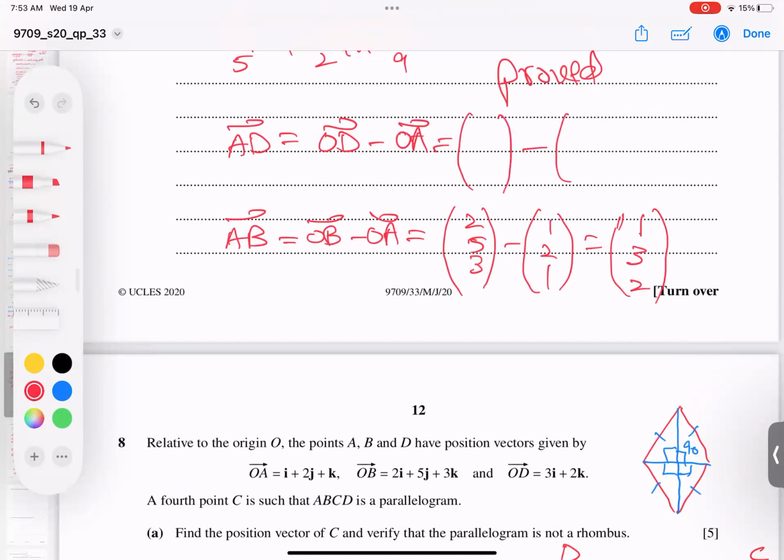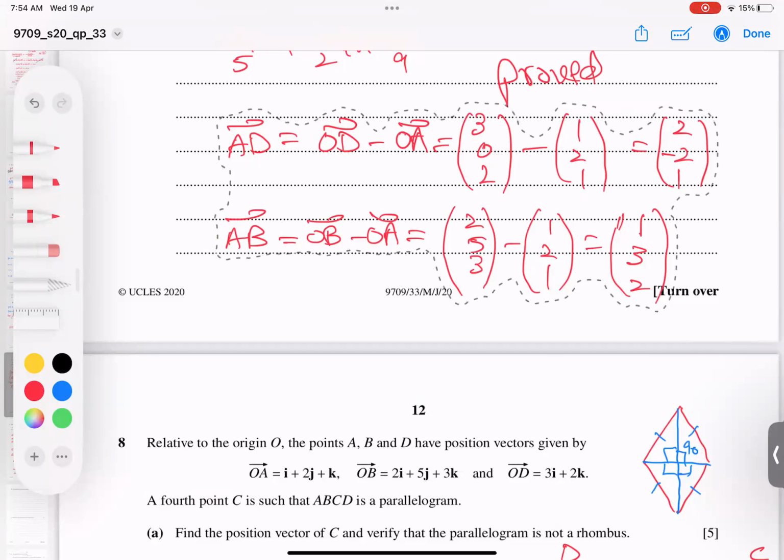OD minus OA. OD is 3, 0, 2. And OA is 1, 2, 1. And I get a 2, a negative 2, a 1. So I think all points are clear. And now I shift both vectors.